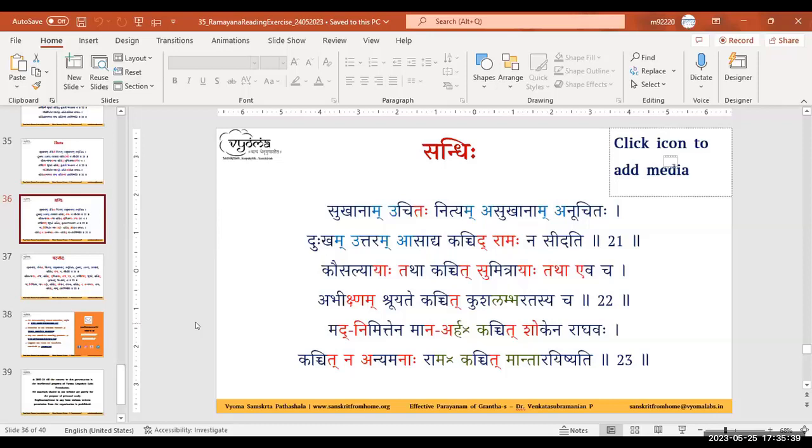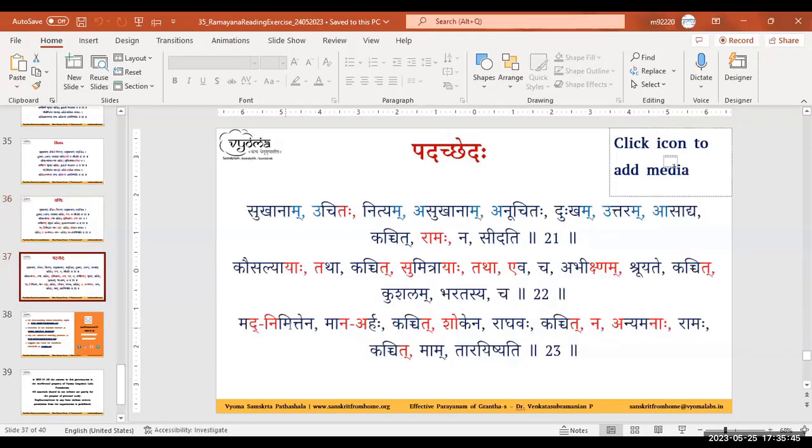And in Kachit, the word is Kachit only. It doesn't start with that. So first we have Takara, we do the Jastha, then we come to other Sandhis.